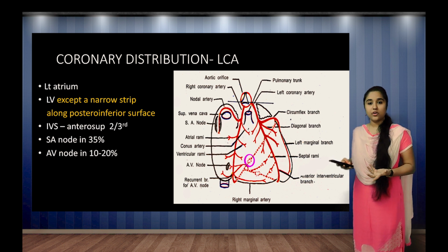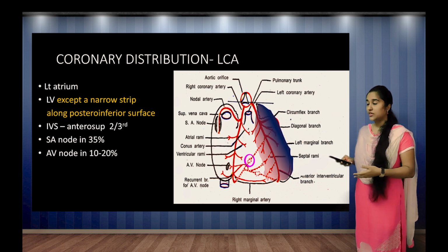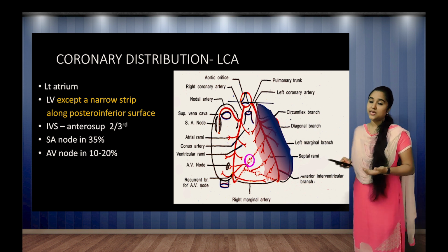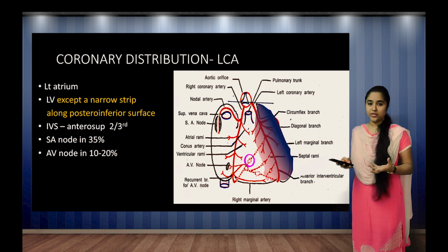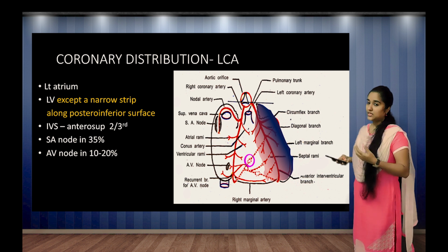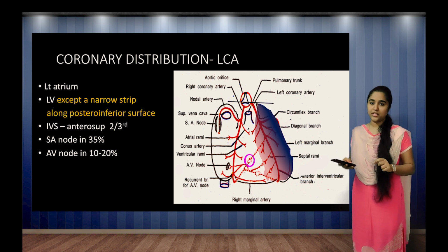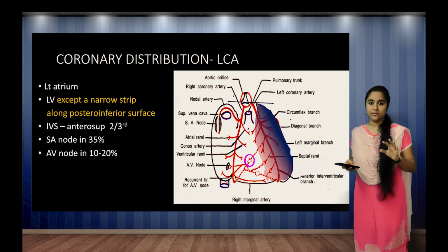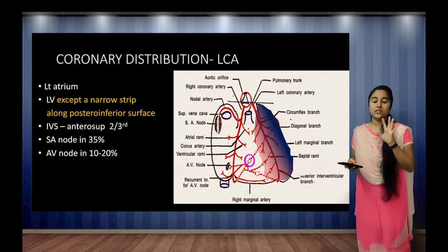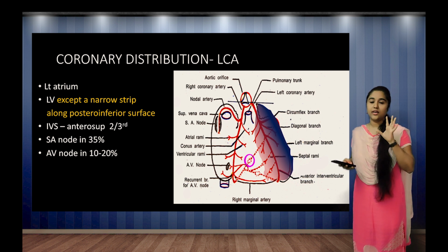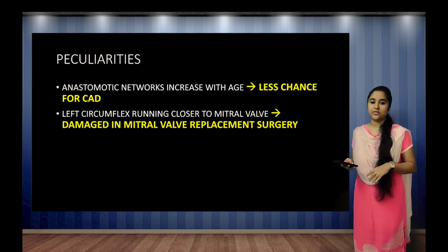Now, what about the left coronary artery? The left atrium, the left ventricle except a narrow strip along the posterior inferior surface, then the anterosuperior two-third of the interventricular septum, then SA node in 35% population and AV node in 10 to 20% population. So that is about the distribution of the right coronary and the left coronary artery.